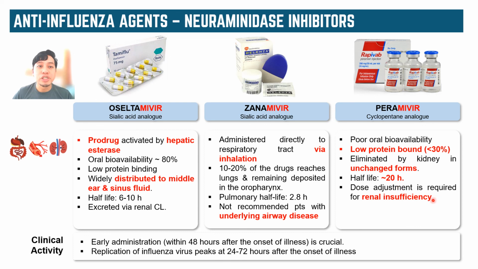Early administration is crucial because replication of influenza virus peaks at 24 to 72 hours after the onset of illness. This drug will be given for a 5-day course of therapy within 48 hours after the onset of illness, which is able to modestly decrease the duration of symptoms as well as the duration of viral shedding and viral titer.